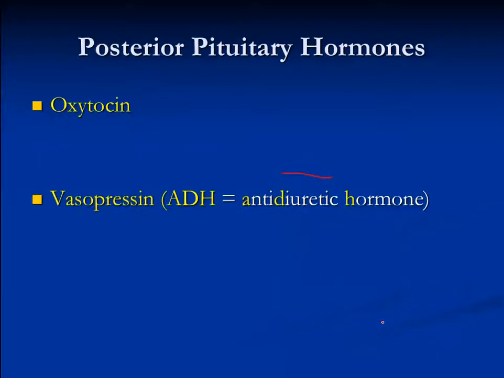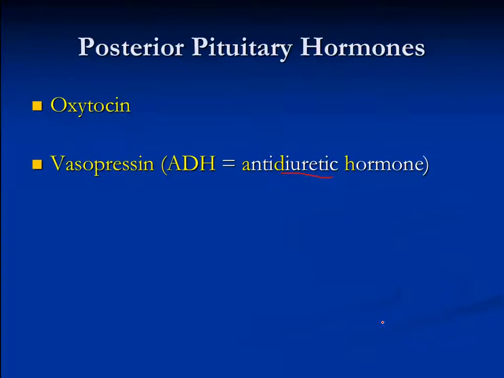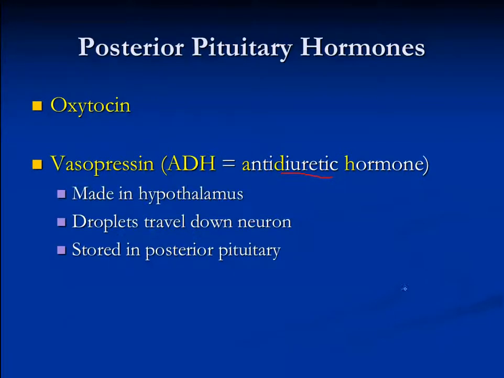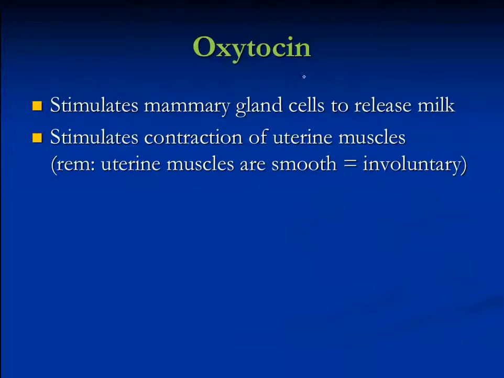But just to review, what's true about both oxytocin and vasopressin is they are made in the hypothalamus. We've covered that. The little droplets travel down the neurosecretory neurons down to the posterior pituitary. They're stored in the posterior pituitary until it's time for them to be released into the bloodstream. All right, so oxytocin stimulates the mammary gland cells to release milk. That's one of its actions. And the other action, which is related, is that it causes the uterine muscles to contract.